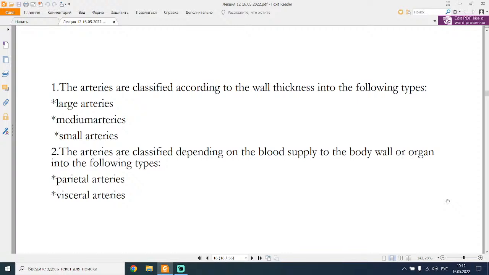Now, the classification of the arteries. First, the arteries are classified according to wall thickness into the following types: large arteries, medium arteries, small arteries. Next classification: the arteries are classified depending on the blood supply to the body wall or organ into the following types: parietal arteries and visceral arteries.